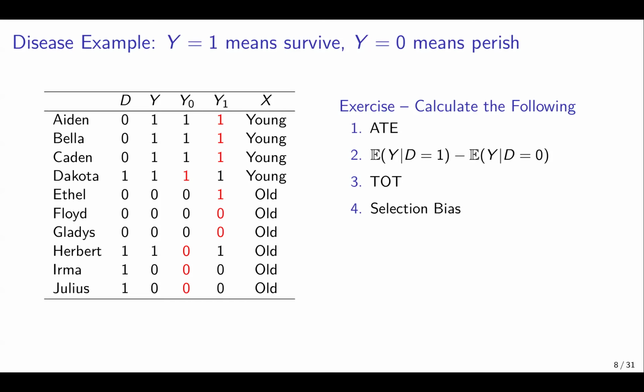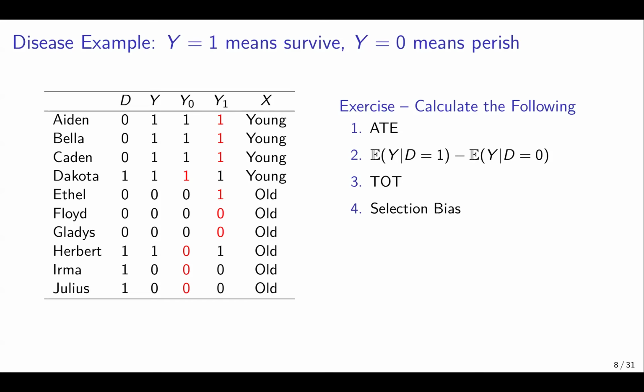So in reality, you can't see both Y0 and Y1 for the same person. You can't see that Aiden, who did not, in fact, take the drug, D is 0, would have survived either with or without. The only thing you can see about Aiden is Y0. That's why I put that one in black. So the potential outcomes that are in red are the ones that we couldn't really see in real life. But for the moment, what I'd like you to do is use this table to carry out a little exercise.